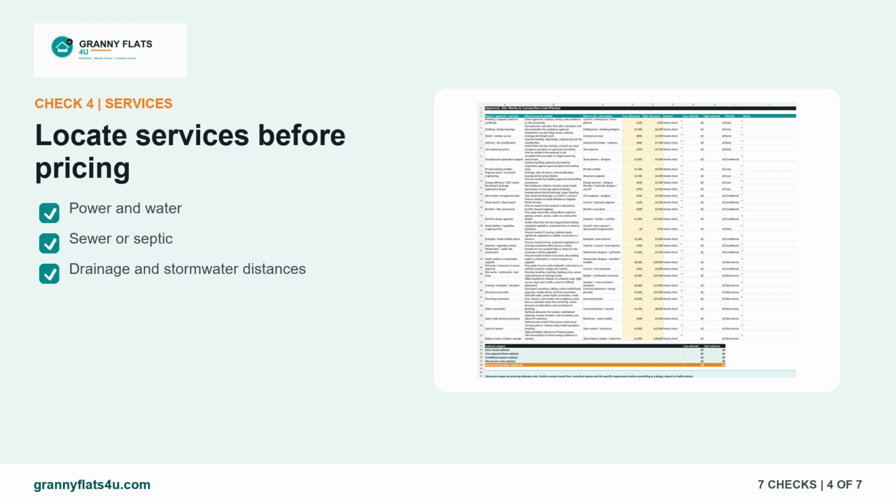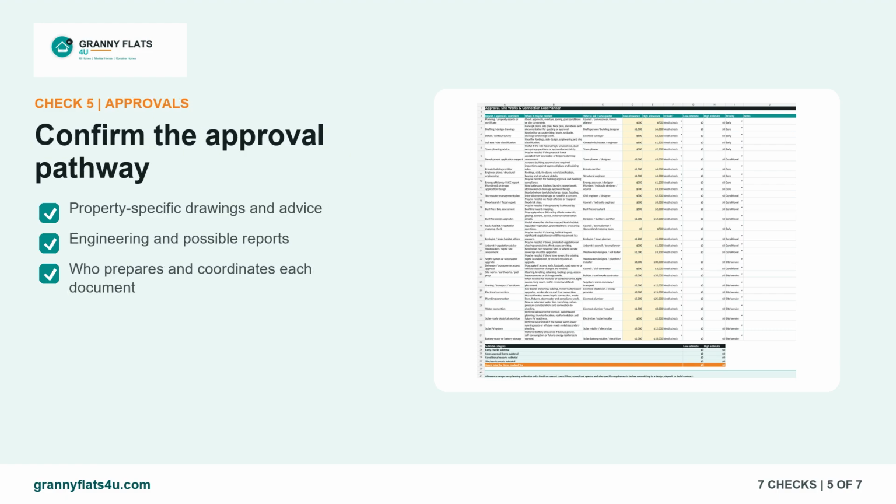Fifth, investigate the approval pathway. Queensland rules provide the general framework, but the property details and local requirements still matter. Confirm what advice, drawings and reports are likely to be needed.